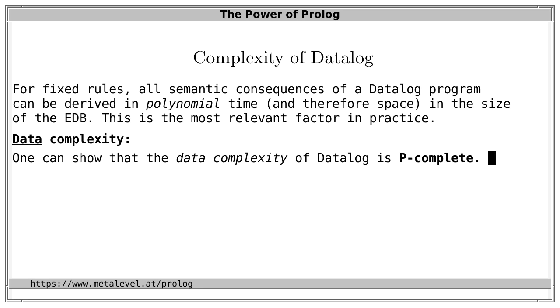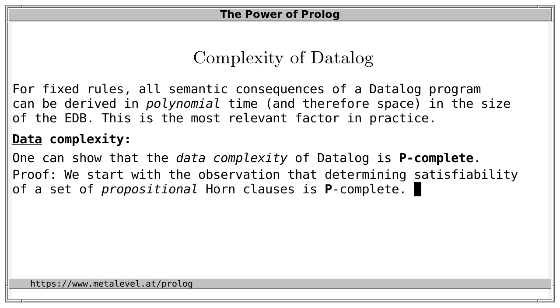And one could regard it as bad news and say Datalog can be very hard to evaluate. And that's true. But on the other hand, this means that Datalog is quite expressive. It means that it can express, even by varying only the EDB, all problems in P with at most polynomial overhead in time and therefore space. And I will show this by first proving that satisfiability of propositional Horn clauses is P-complete.